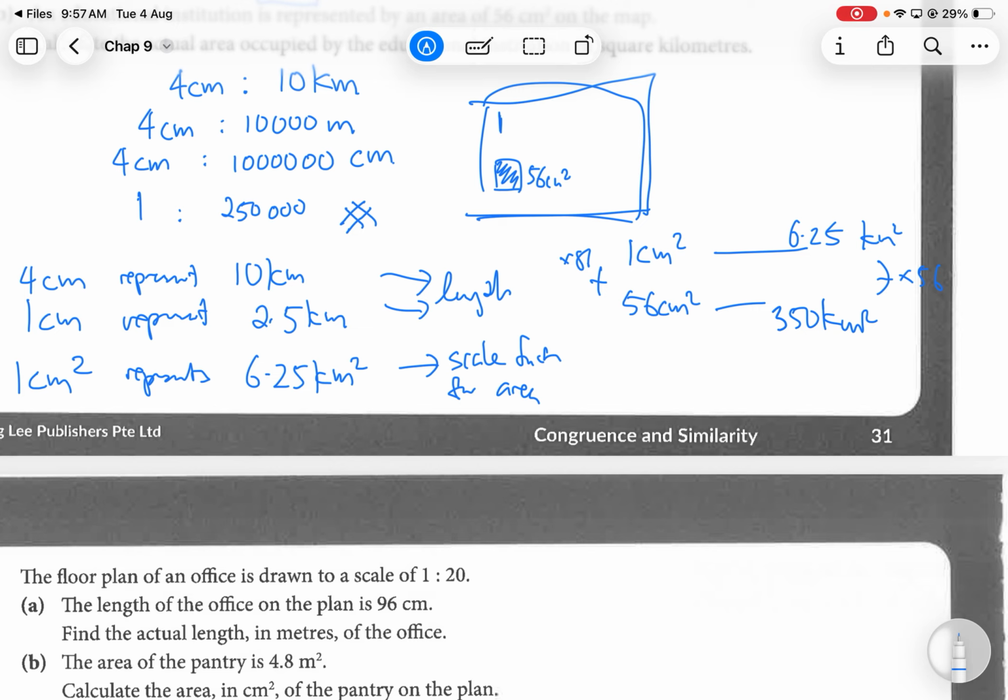So in the actual world, how long is the office? It is 20 times long. Yeah, so try it.